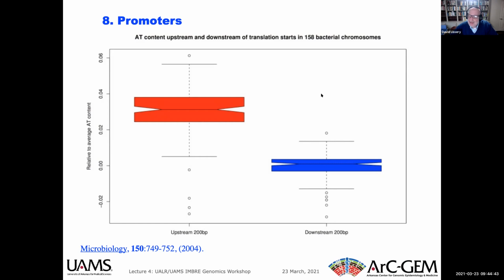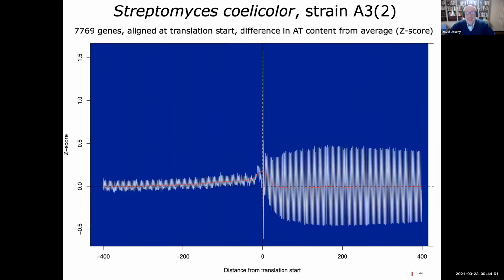I think someone was interested in Streptomyces or Streptococcus. Maybe it's Streptococcus, wasn't it? But okay, Streptomyces is a bacteria that lives in the soil, and it's fairly big. It's got 7,700 genes. What you could do is take all those genes and line them up so that they're starting at translation, which is your AUG, the first codon when you're making your protein. So in this alignment, your protein starts here, the first start codon is here, your coding region is here, and this is upstream.